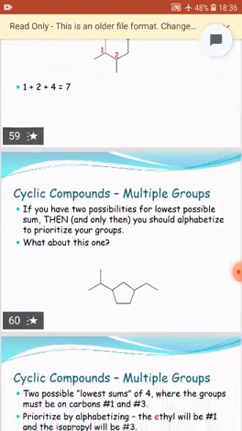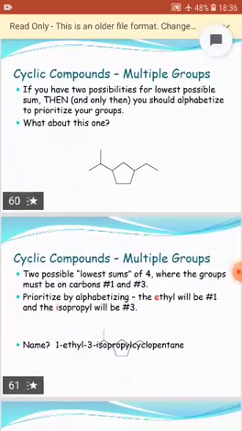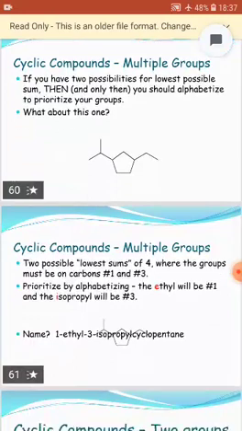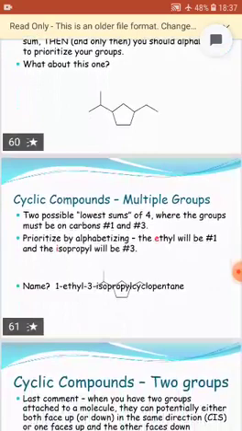What about this one? Cyclic compound, multiple groups. Two possible lowest sums of 4, where the groups must be on carbon position 1 and position 3. Prioritize by alphabetizing: the ethyl will be first and the isopropyl will be third. So the name is 1 ethyl, 3 isopropyl cyclopentane.